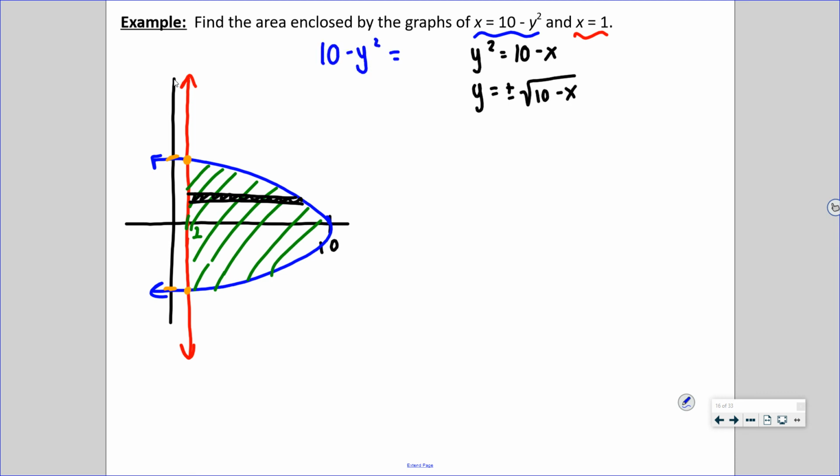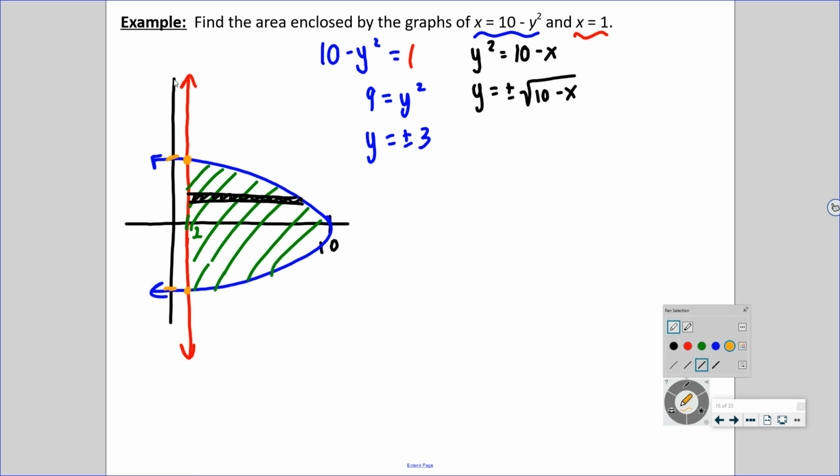So I need to know when 10 minus y squared equals 1 is where those would intersect. So that's at positive negative 3, right? 9 equals y squared. Yeah. So negative 3 and 3.